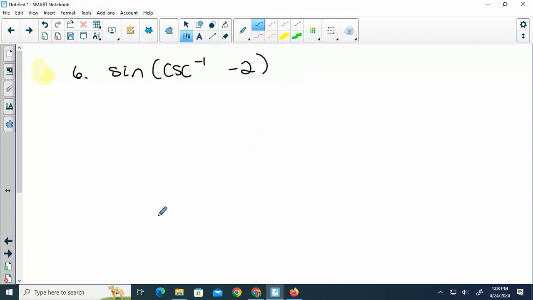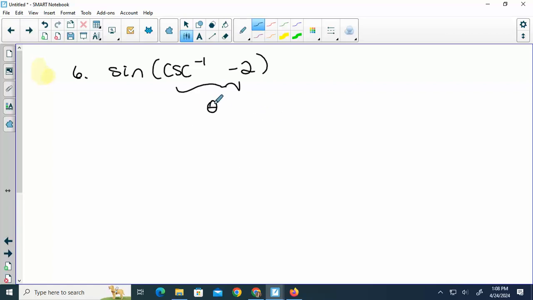There's a couple ways of doing this. A few of you caught it yesterday. A function and an inverse do what? Cancel. They cancel each other. So if you recognize that, sine and cosecant inverse, you might be able to get to the answer from there. If not, you could do it the same way we did the others. I'll show you in just a second.